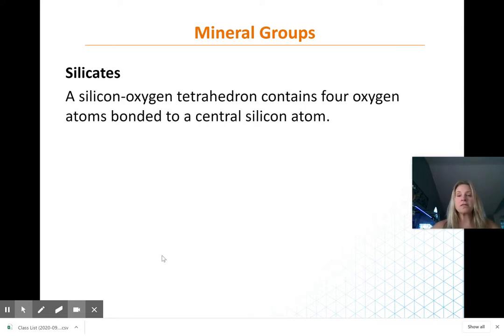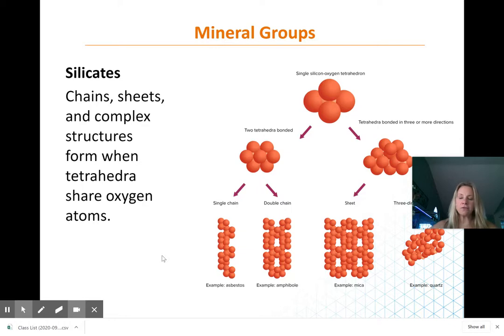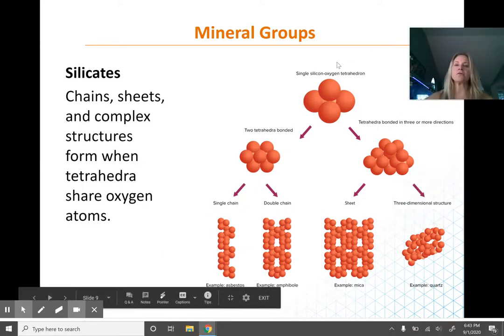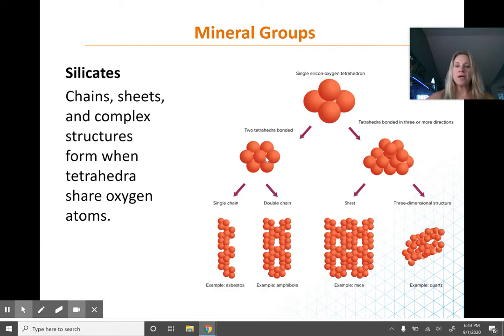Like I mentioned, one silicon and four oxygens make up the silicate tetrahedron, as it's often referred to. You can see these different ways that it bonds together. We've got the single tetrahedron, and then there's a couple different ways that it can bond: three or more directions, or just two. And then from there, it bonds in these four different ways.